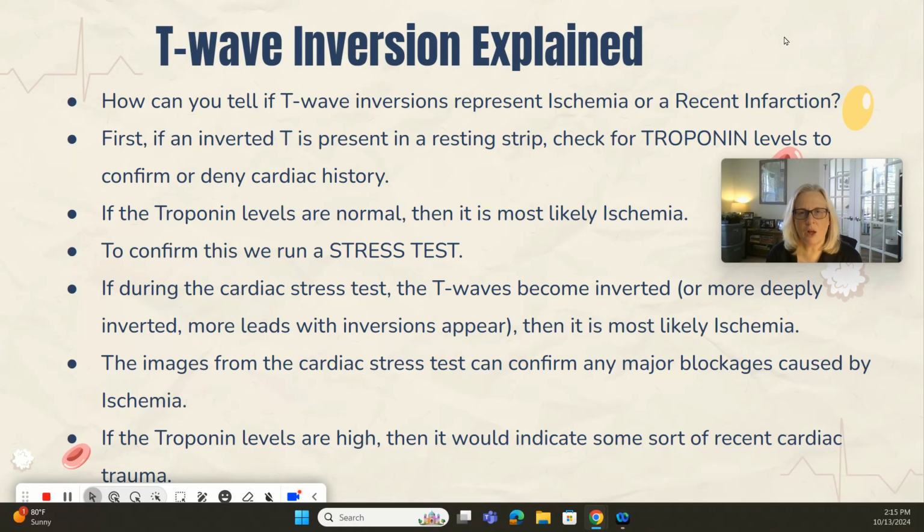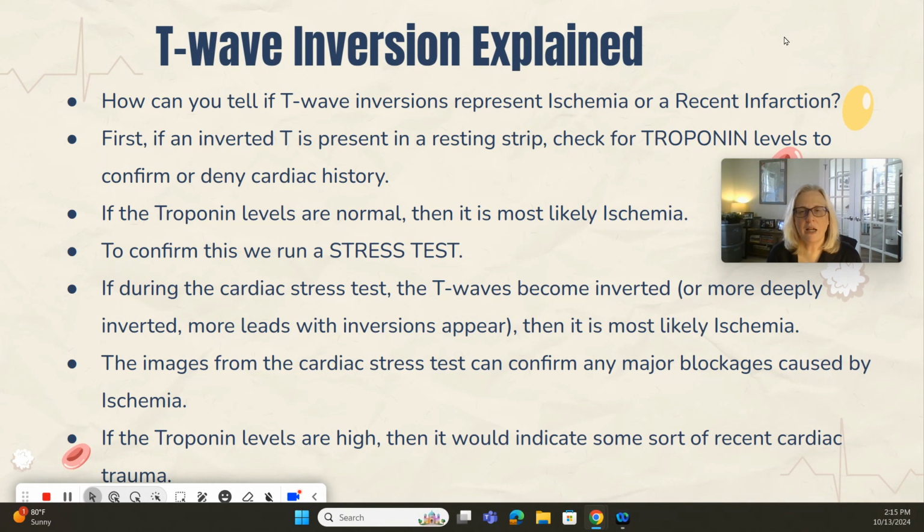But the real tell-all is if we're taking a resting EKG. Now we did resting EKGs in class. A resting EKG lying down in supine position. If you have an inverted T already there in the resting position, we're going to check something called the troponin levels. And that will confirm or deny if they have any cardiac history whatsoever.